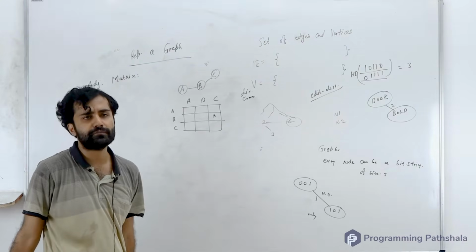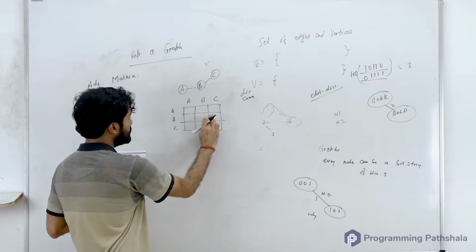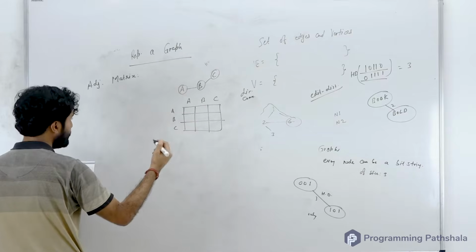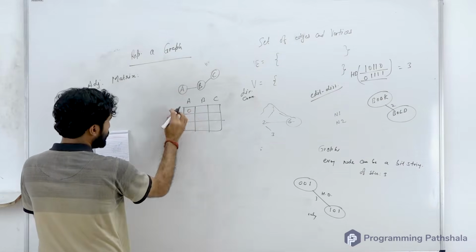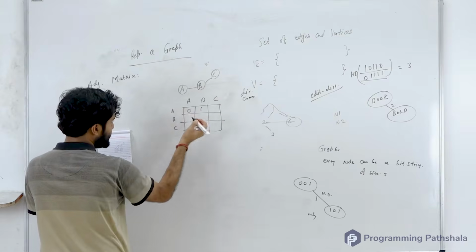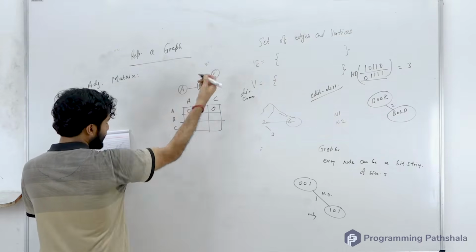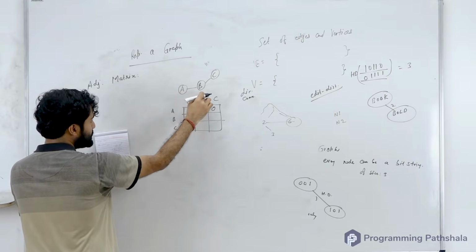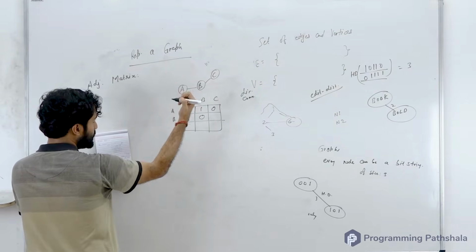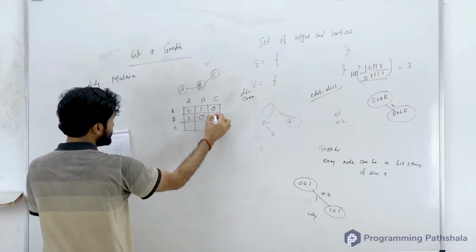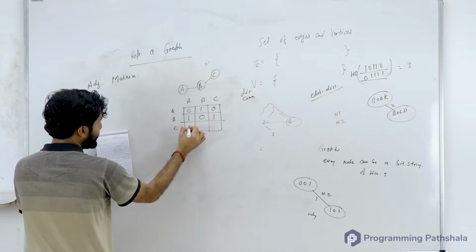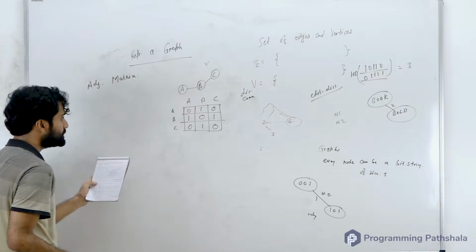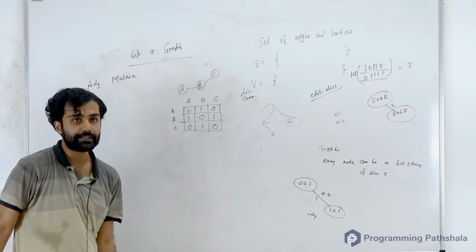So it is simply a matrix of 1s and 0s. What about A and A? A and A are not connected. There is no self loop over here, so it is 0. What about A and B? Yes, they are connected. There is an edge. A and C, no direct edge. B and A are also connected because this is an undirected edge. B and B, no self loop. B and C are connected. C and A are not directly connected. C and B are connected, and C and A are not directly connected. So this is how the adjacency matrix looks.